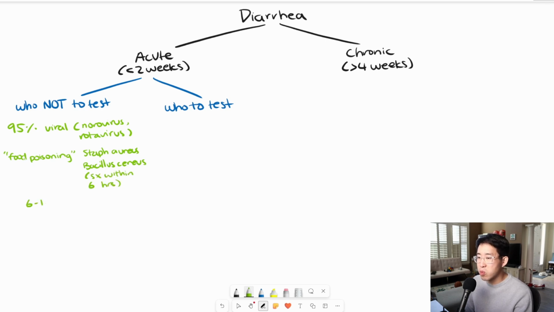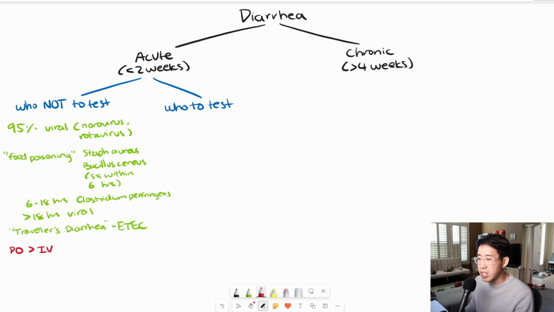If you see symptoms within 6 to 18 hours, the organism may be Clostridium perfringens. And then at greater than 18 hours, you're again looking back at that viral picture, which is likely the cause of their diarrhea. In terms of treatment, there have been some studies showing that PO is preferred over IV hydration. And for anti-motility agents, we have Imodium or loperamide, which we give as a 4 milligram dose up front, and then 2 milligram dose per every loose stool thereafter for a max of 16 milligrams per day.